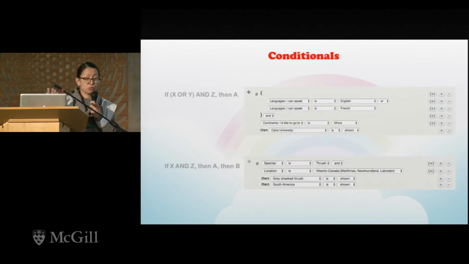Now, here's one such example. In the first one, you can see here a nested condition with an AND operator followed by a single consequence. So you actually have 1, 2, 3 conditions there. And another example is the second one here. If X and Z, then A, then B. So you have 2 conditions here, 1, 2, followed by 2 consequences.